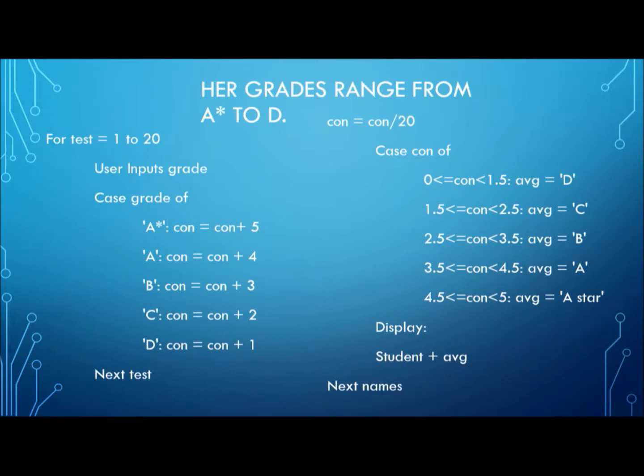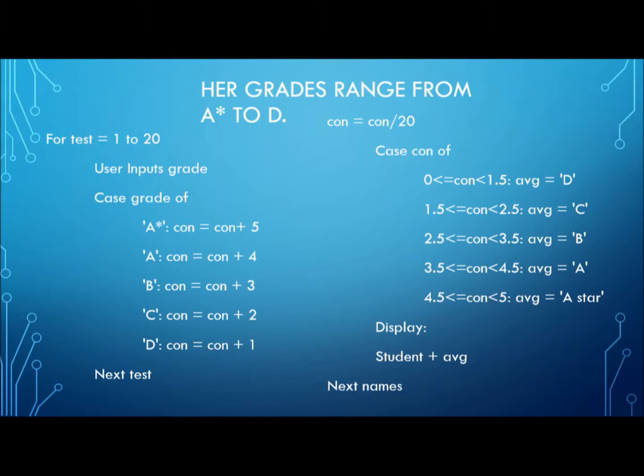And then we move on saying for test is equal to 1 to 20, and say user inputs grade. Then we go on to the case of statements. Instead of the case of statements, we could use if statements, but I decided to use case of statements. So this is one of the statements.